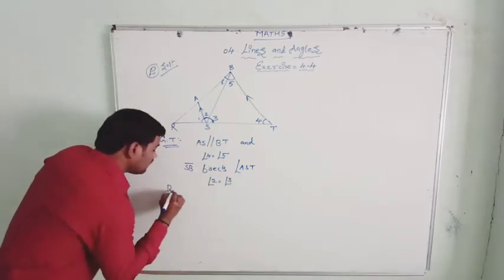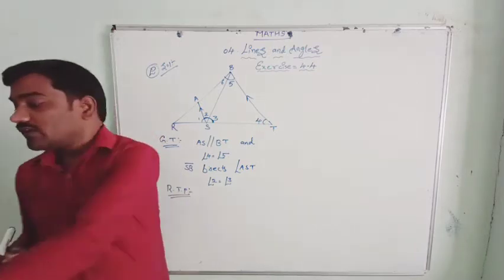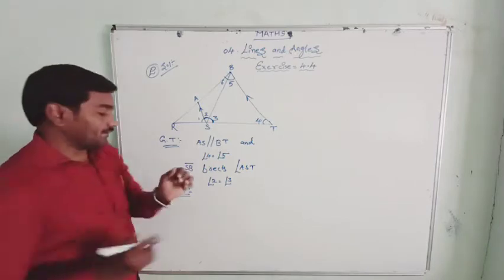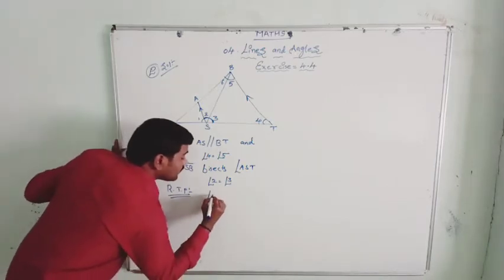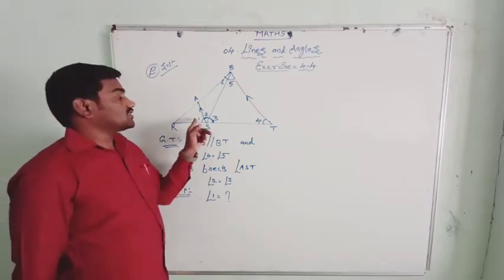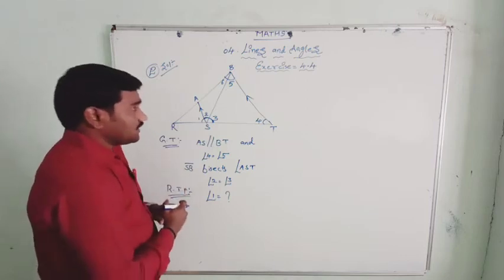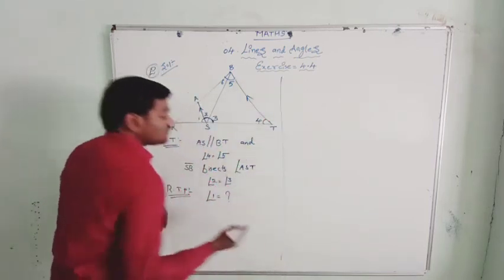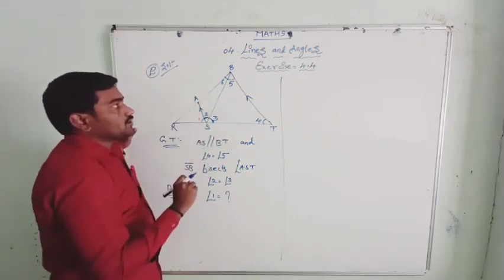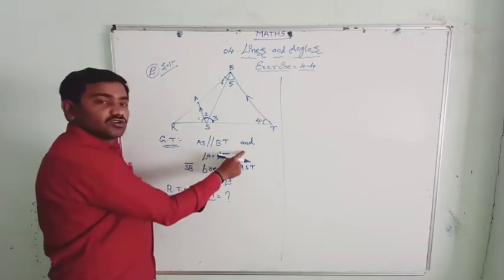Next, what we need to find out, what is required to prove: find the measure of angle 1. What is the measurement of angle 1? That is what we need to find out. So here clearly we can find it now. See in this triangle, as you know, AS is parallel to BT, as is given in the question.